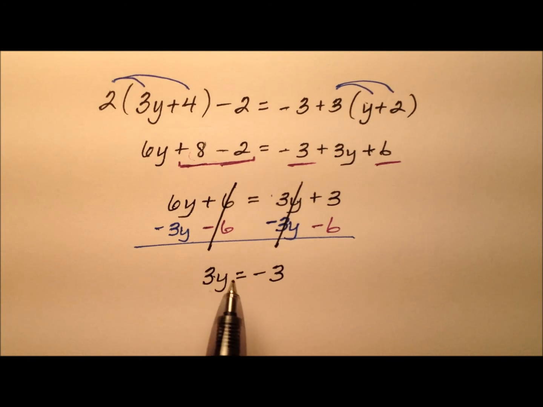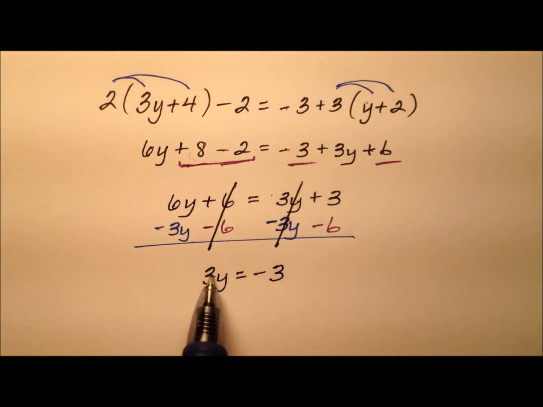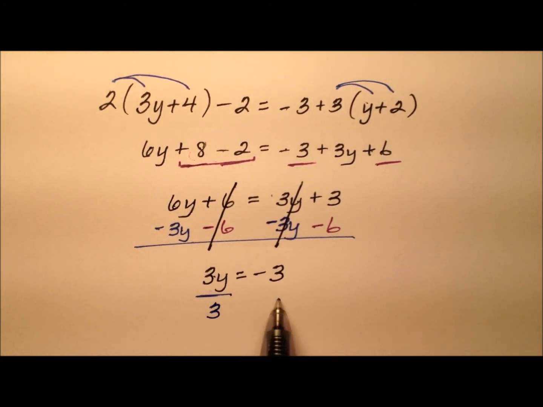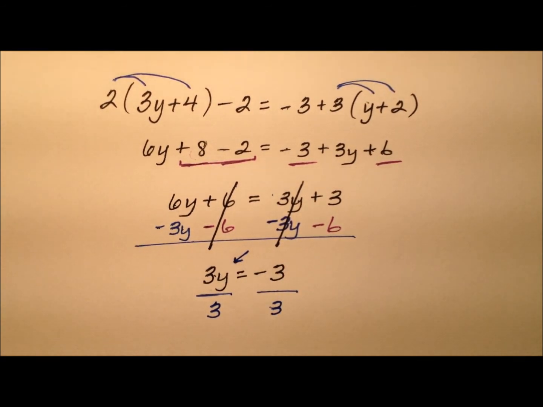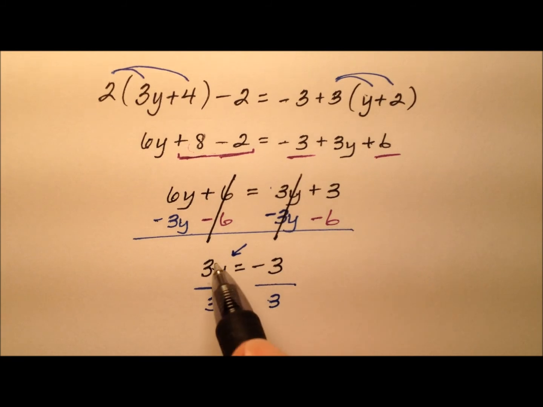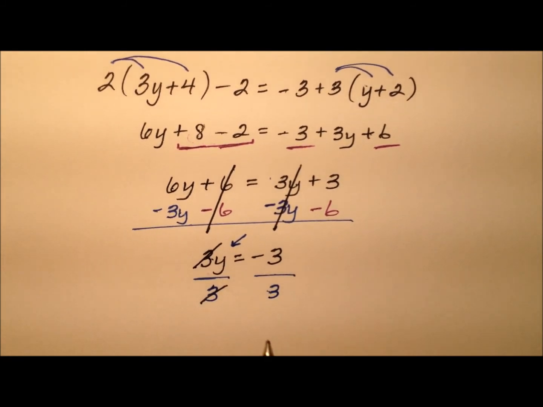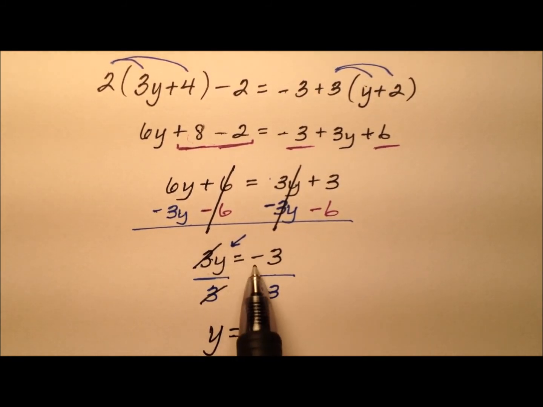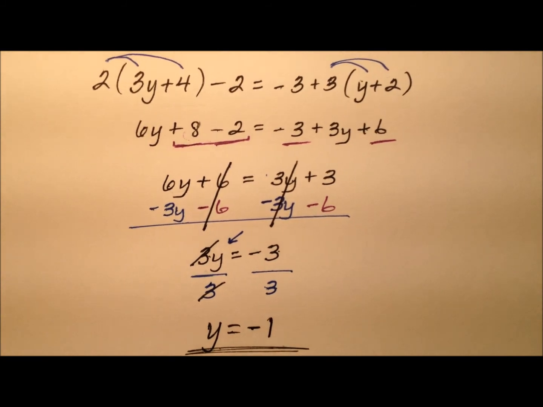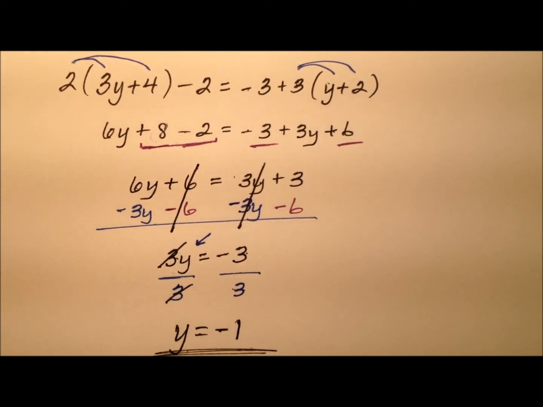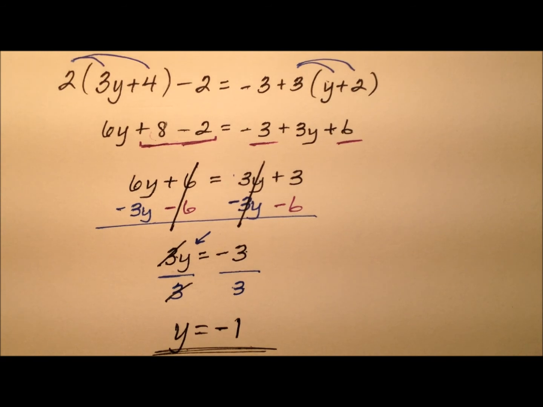We have 3 times y, and that equals negative 3. So the inverse operation of multiplying this by 3 would be dividing by 3. And again, because we're trying to isolate this y, get that all by itself. When we do so, we'll see that these 3's cancel, and y will equal negative 3 divided by 3, which is going to be negative 1. Alrighty. So we're saying that the solution then for this equation is y equals negative 1.